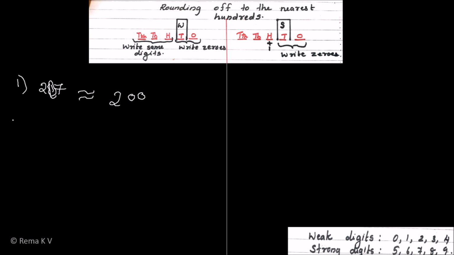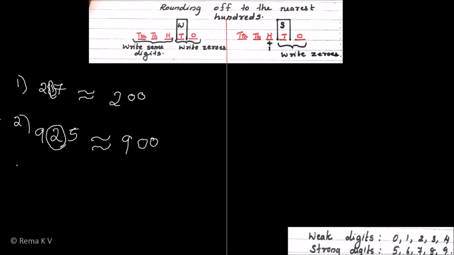Now, let us consider the second one, 925. So this is to be rounded off to, in the ones place and in the tens place you have to put zeros. Now let us check the tens place digit. This 2 is a weak digit. So what do you have to write? Write the same digit in the hundreds place.